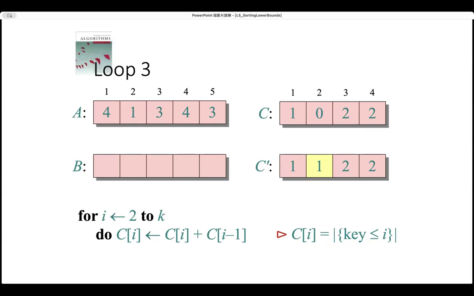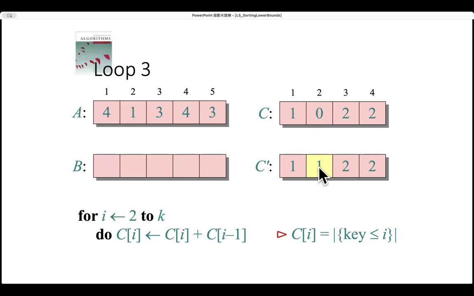It means the number of counts for the values that are smaller or equal to this current index. So you can see in the input sequence, you have one number that's smaller or equal to 2, right? Which is 1. And you keep doing that.